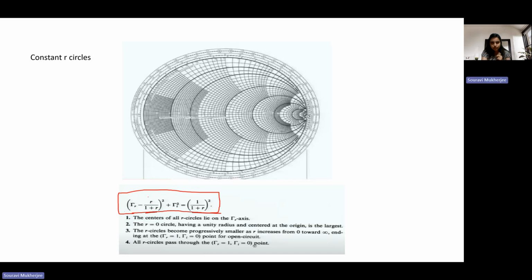So all the centers therefore lie on the tau r axis, right? As you can see here, all these circles, the ones that are highlighted in black, their centers lie on this line, right? Their centers lie on this line.